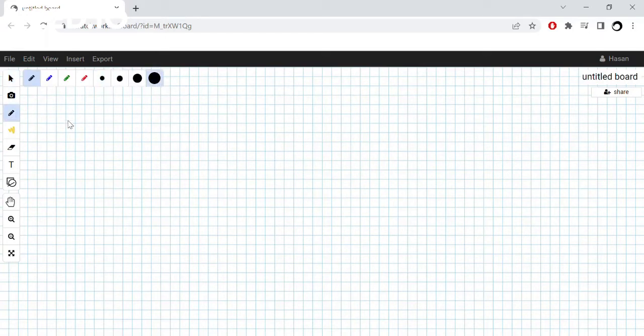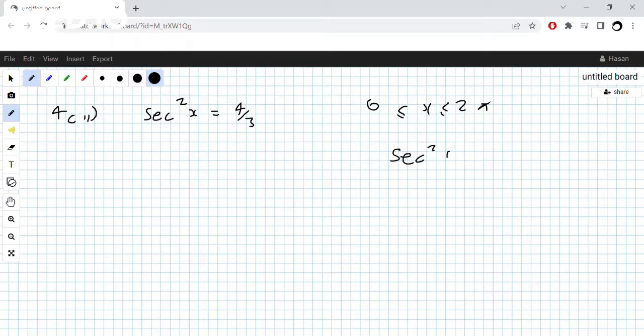For question 4cii, they've given us an equation of sec squared x equals 4 over 3 in the interval of 0 to 2 pi. We look at this and we know sec squared is no good for us, so we figure out an identity. The identity for this is sec squared x equals 1 over cos squared x. That's good enough for us.